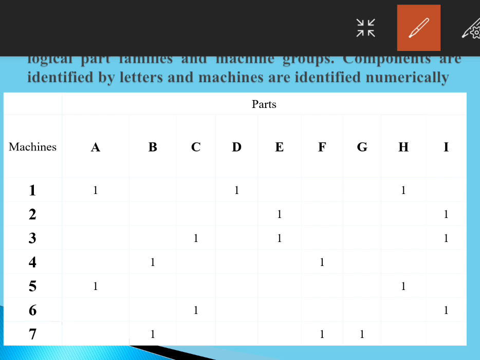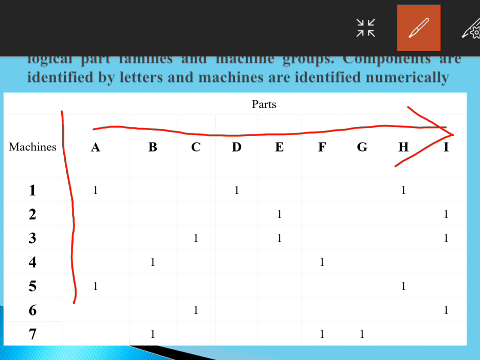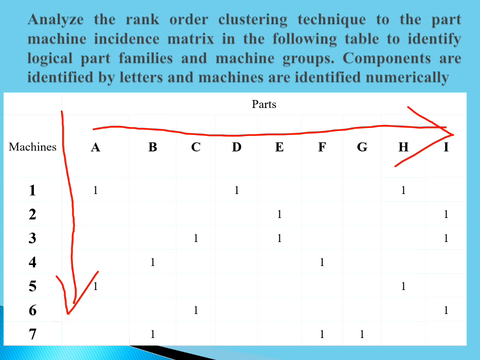Here, the parts are given in X direction and the machines are given in Y direction. Here, the ones represent where the process will occur. The remaining portion will be considered as zero. Like this.